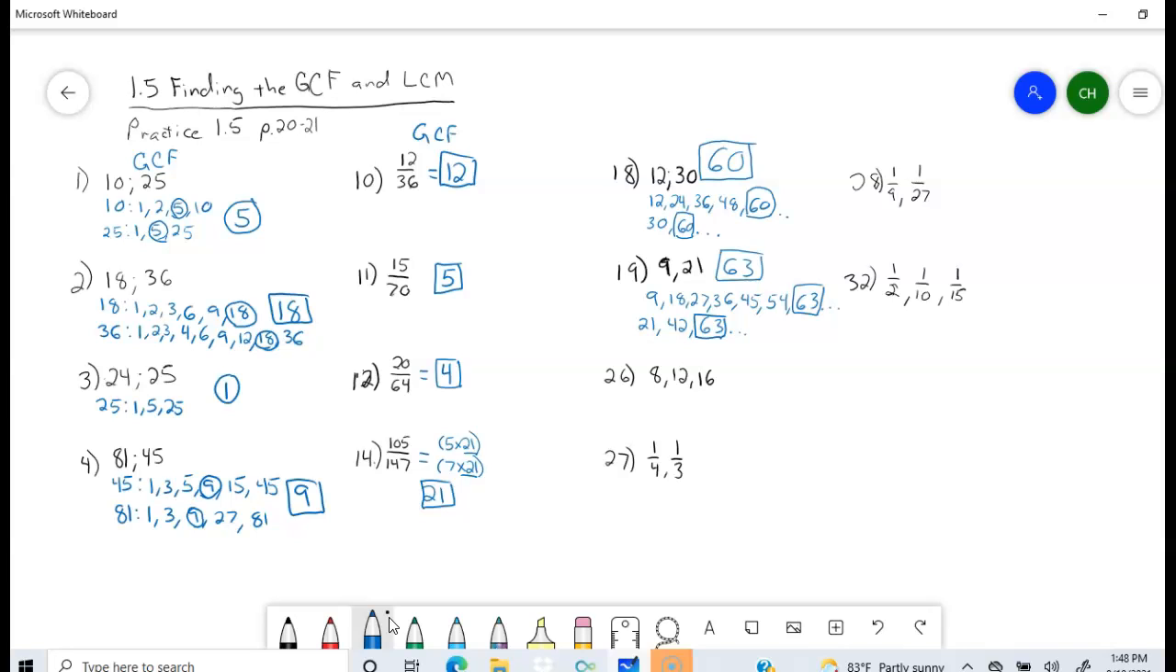All right, 26. I'm going to start with the smallest one. I always do that because if it goes into 12 and 16, then I know I got it. 8, 16, 24, 32, 40, 48. I'm going to stop right there. 12, 24, 36, 48. 16, 32, 48.